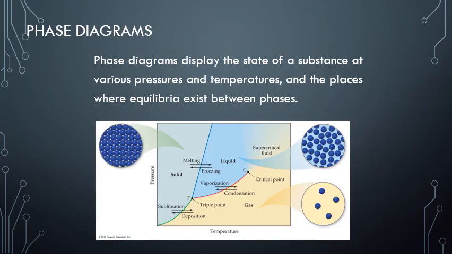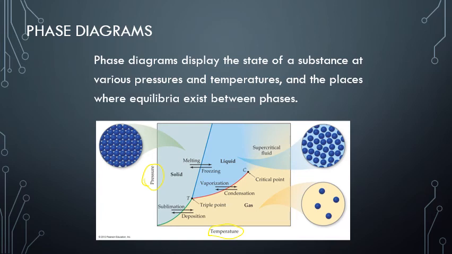We're now going to begin to look at phase diagrams, which display the state of a substance at various pressures and temperatures, and the places where equilibria exist between phases. If you remember that first phase diagram that we looked at, it was simply looking at temperature versus the amount of heat being added, so it neglected this concept of pressure. This diagram gives us a little bit more information. You'll notice that I have pressure on the y-axis versus temperature on the x-axis.